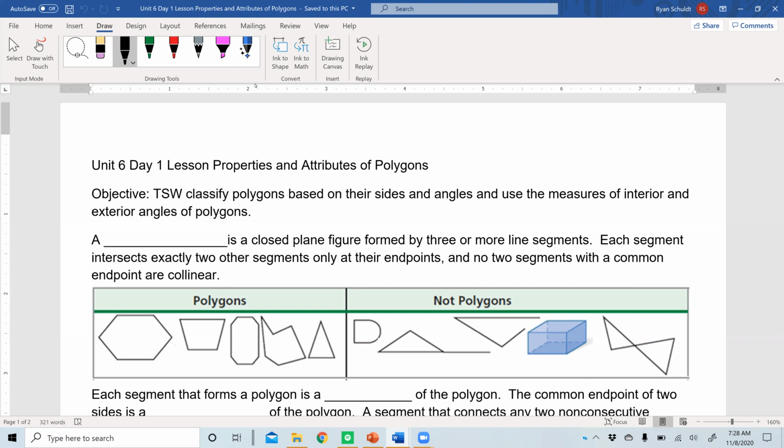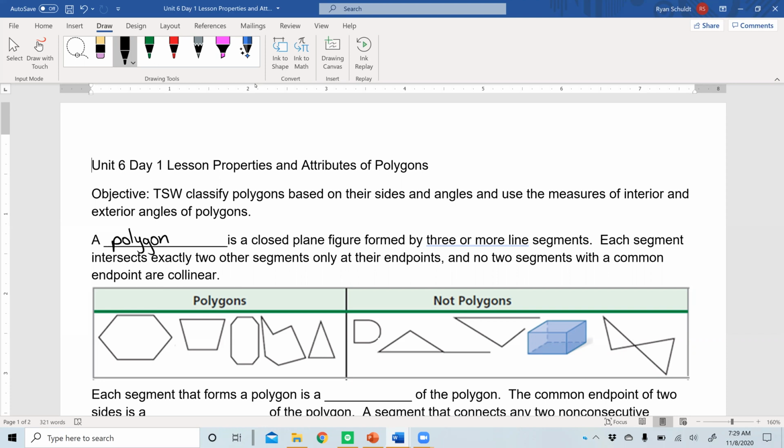So a polygon is a closed plane figure formed by 3 or more line segments. Each segment intersects exactly 2 other segments only at their endpoints, and no 2 segments with a common endpoint are collinear.